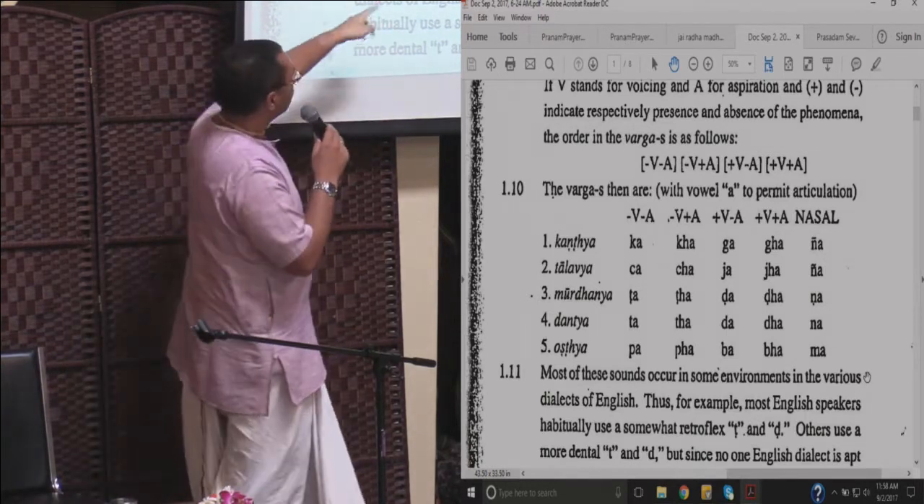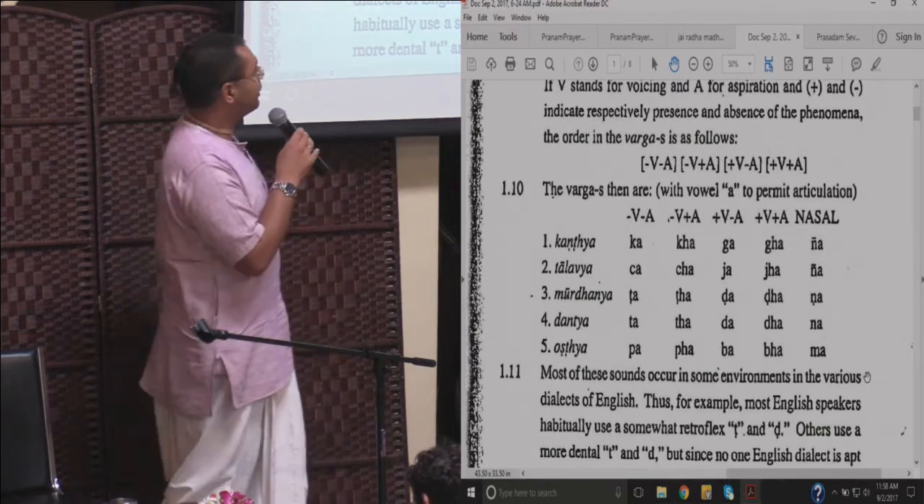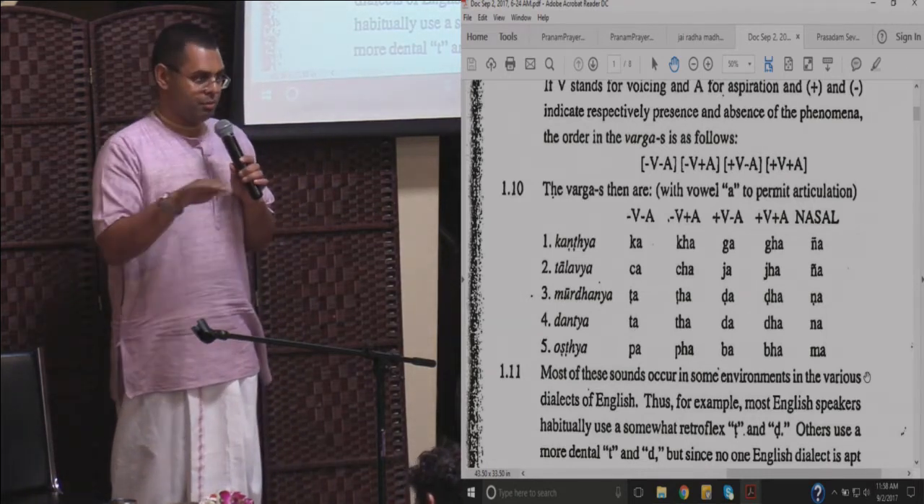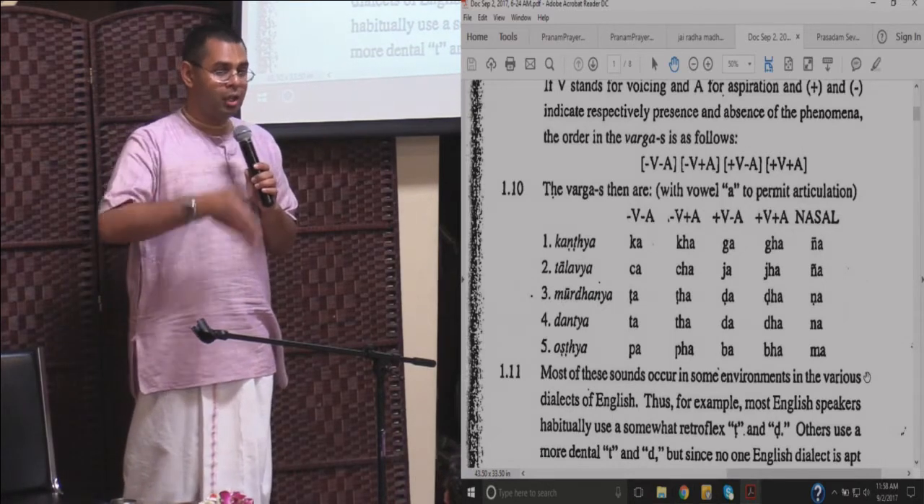Then the last one is pa, is the oshtya. These are with the lips. They're pretty easy. Pa, pha, ba, bha, and ma. The pa varga that we've already talked about. Okay, so these are the rows.